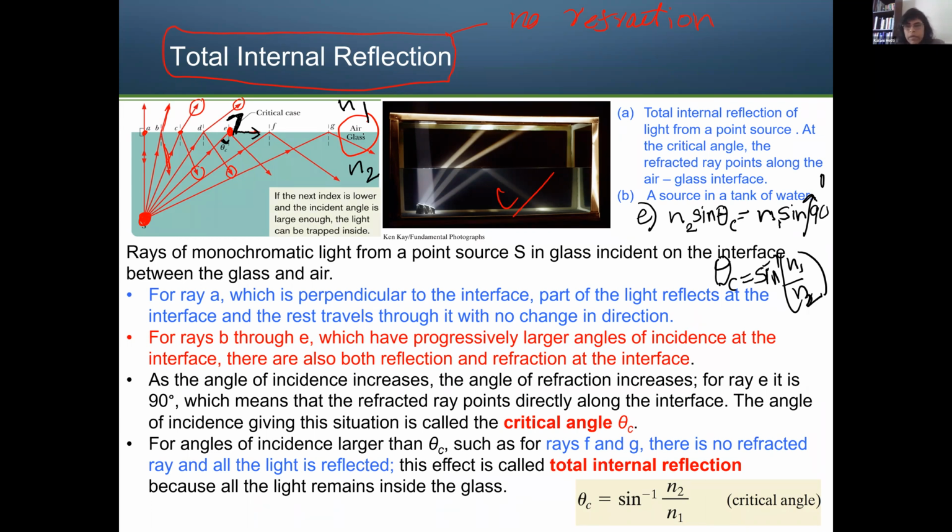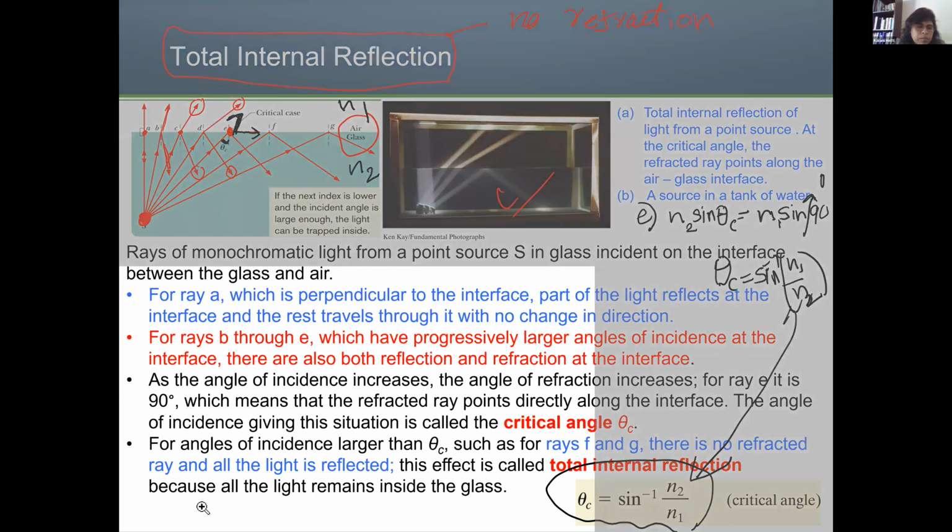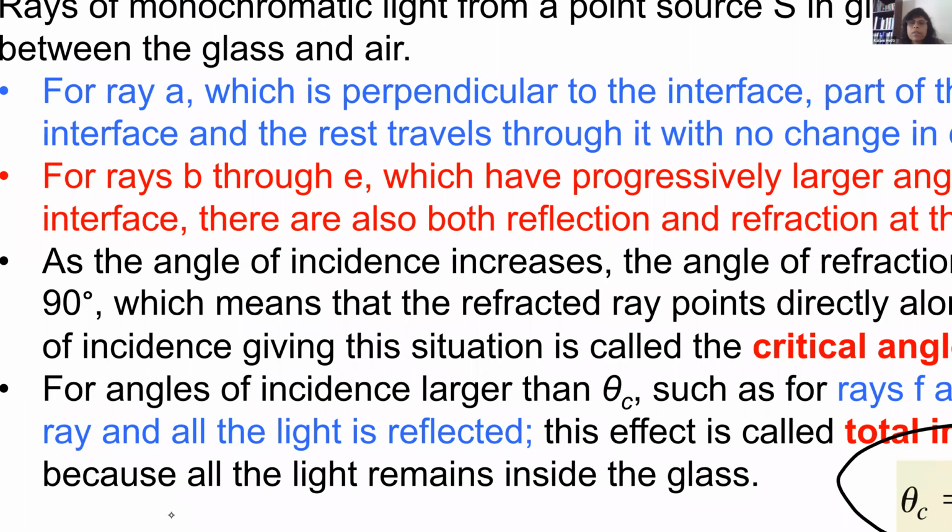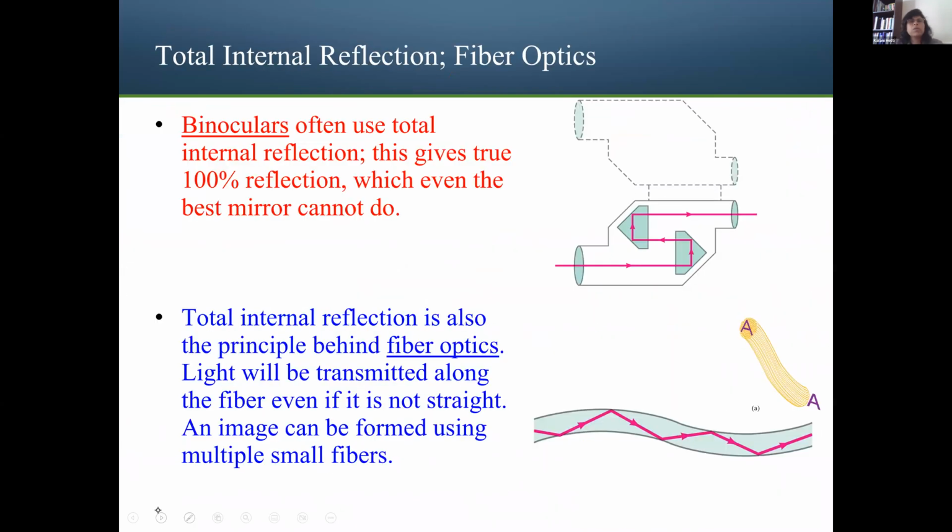Now when you read it elsewhere, you will see it differently, because in that derivation N1 is taken as glass and N2 is taken as air. It doesn't matter, whichever you have, if you write your Snell's law correctly, then you can get the correct answer. Here, although I take N2 as my first medium, that's why it is opposite in here. Okay, anyway, that will be total internal reflection.